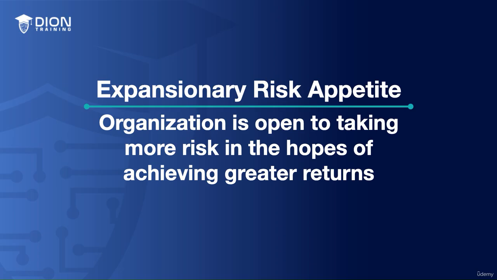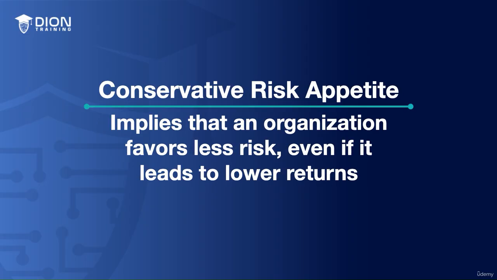An expansionary risk appetite indicates that the organization is willing to take on more risk for the potential of higher returns. This approach is often seen in aggressive growth-oriented businesses. On the other hand, a conservative risk appetite suggests that the organization prefers to take less risk, even if it means accepting lower returns. This is common in businesses that prioritize stability and long-term sustainability.